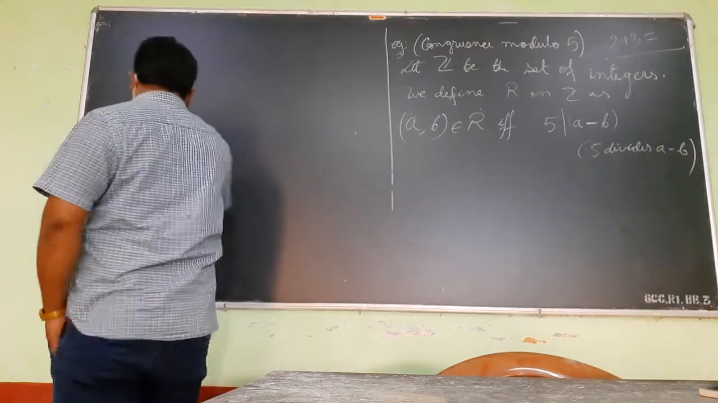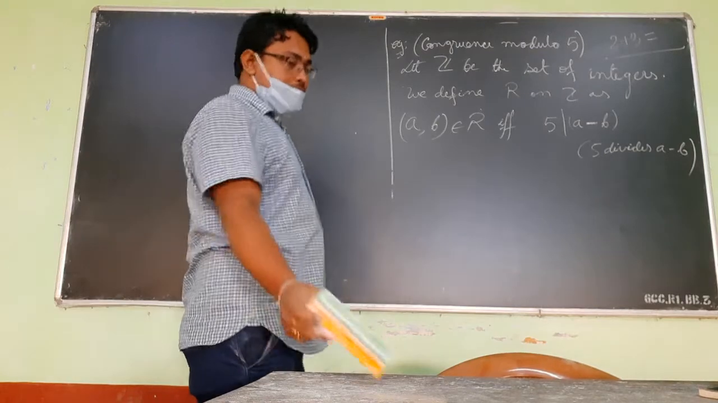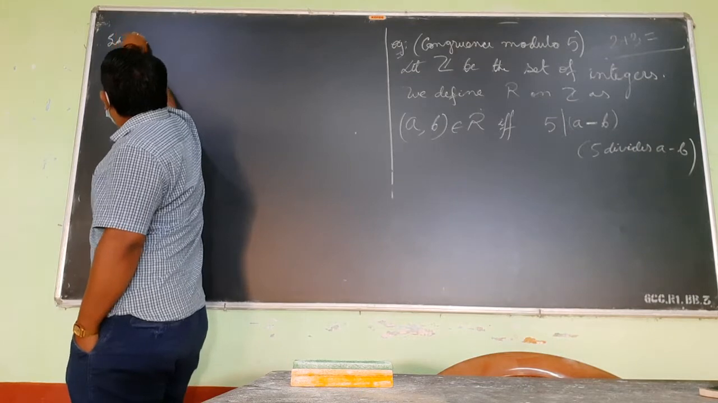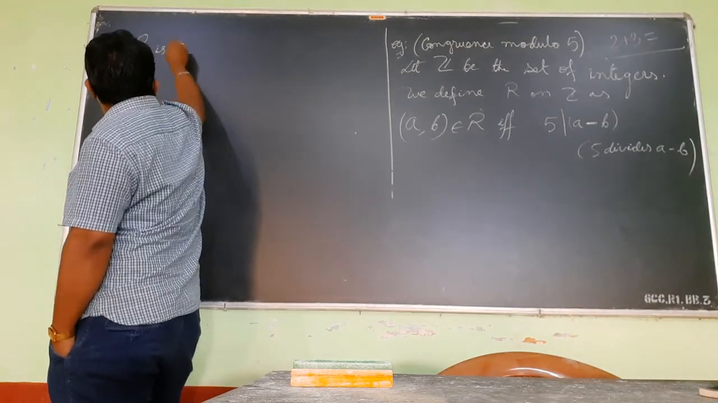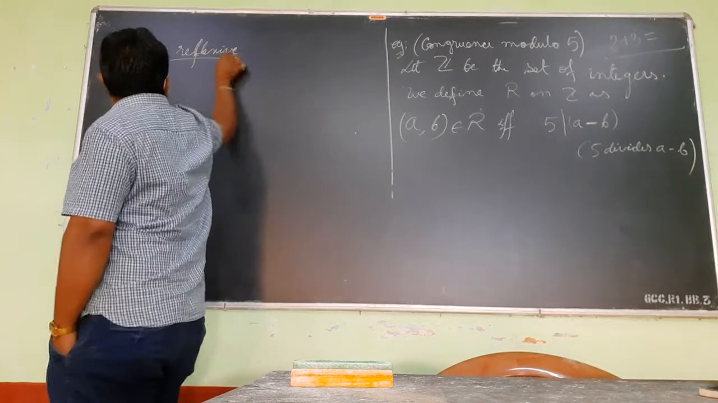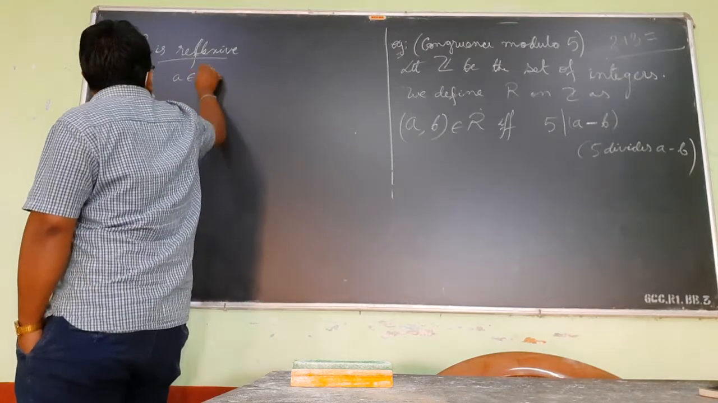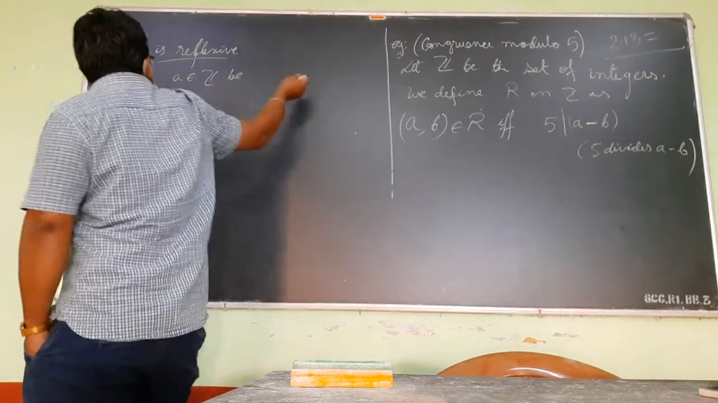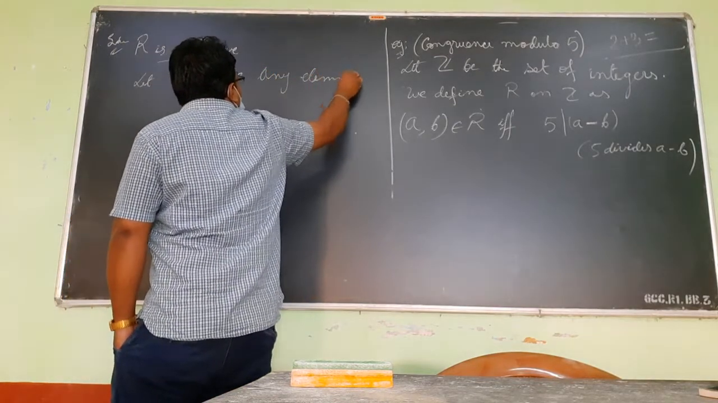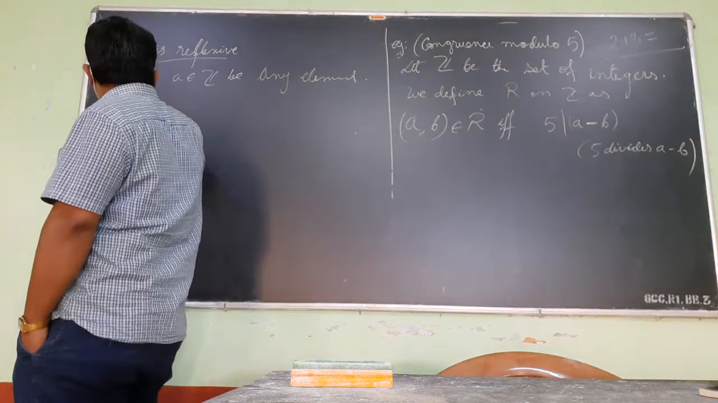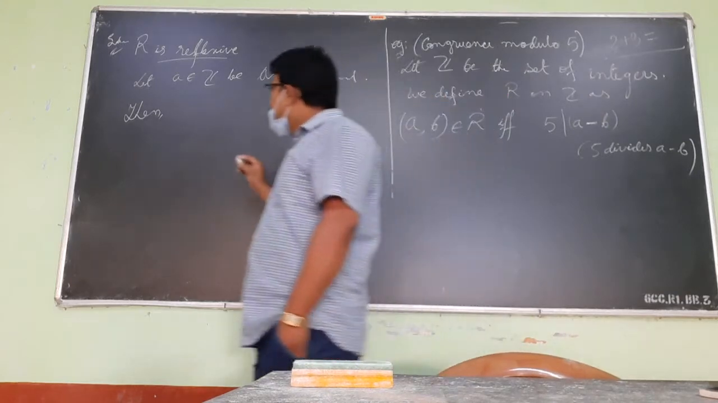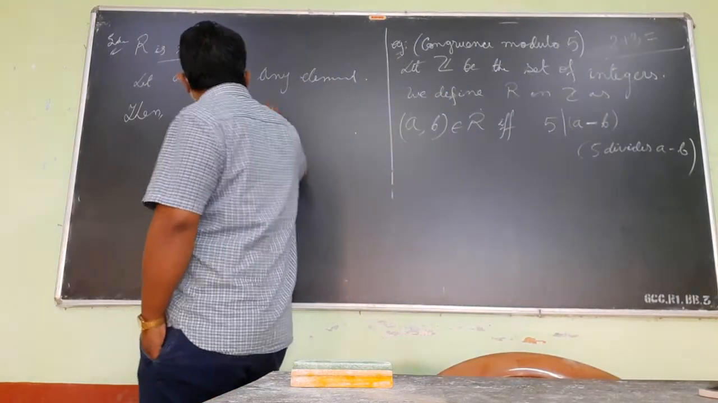So how to show that this relation is an equivalence relation? First I have to show that R is reflexive. So how do you show it? Let a belong to Z, be any element. I have to show that a is related to itself. If a is related to itself, what should happen? A minus a should be divisible by 5. What is a minus a? A minus a is 0.